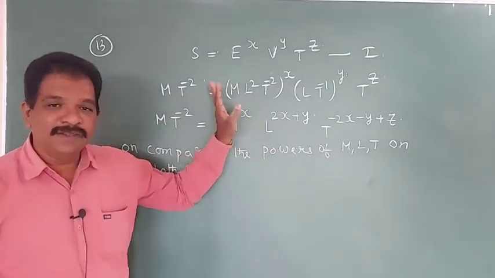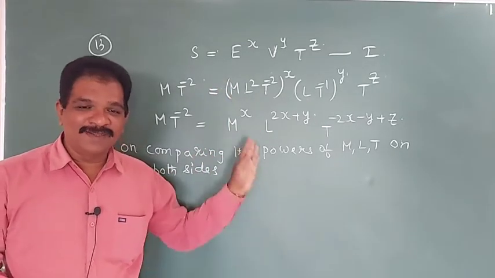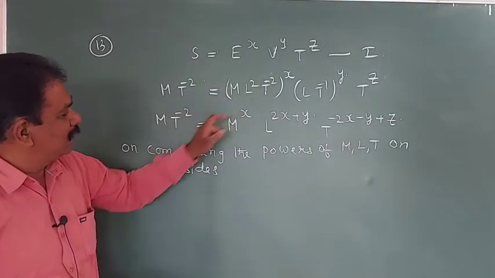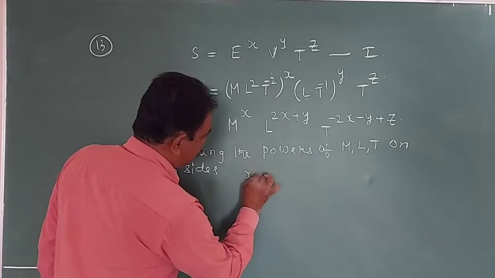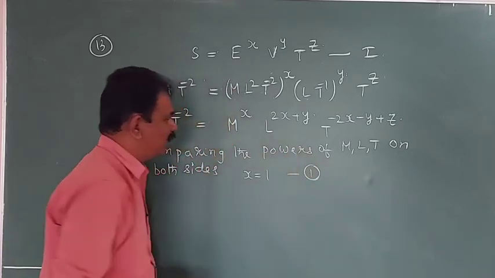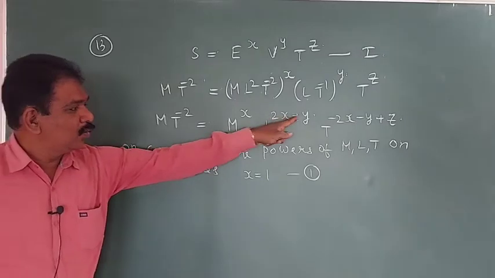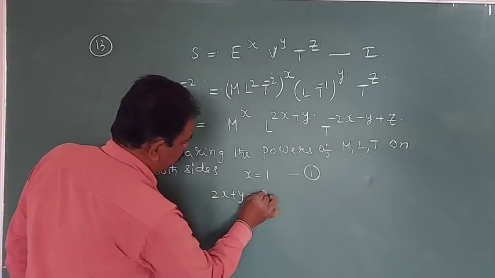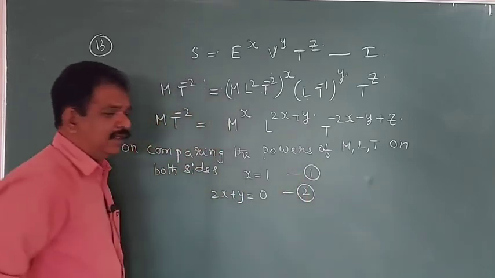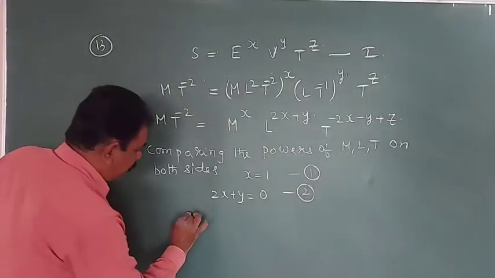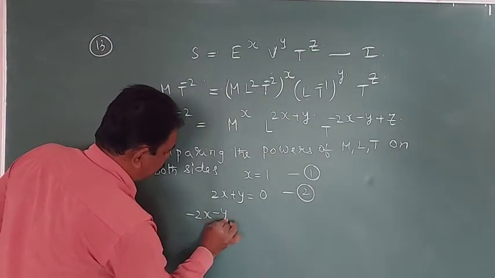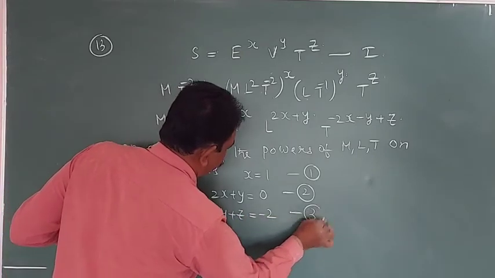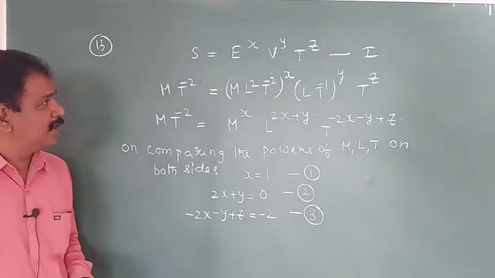See, with this physics ends, then mathematical knowledge is required to solve this. Okay. Here M power 1 is there, here M power x is there. So x is equal to 1. We got it. Here 2x plus y, L power. Here there is no L, so 0. This is equation 2. There T powers, if we consider, minus 2x minus y plus z is equal to minus 2. This will be equation 3.